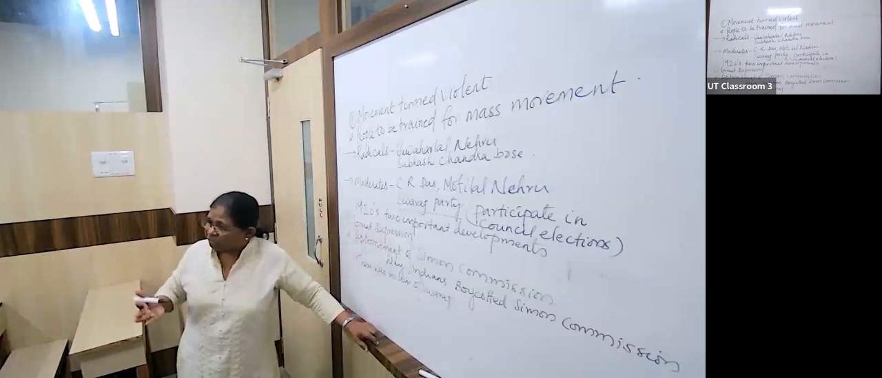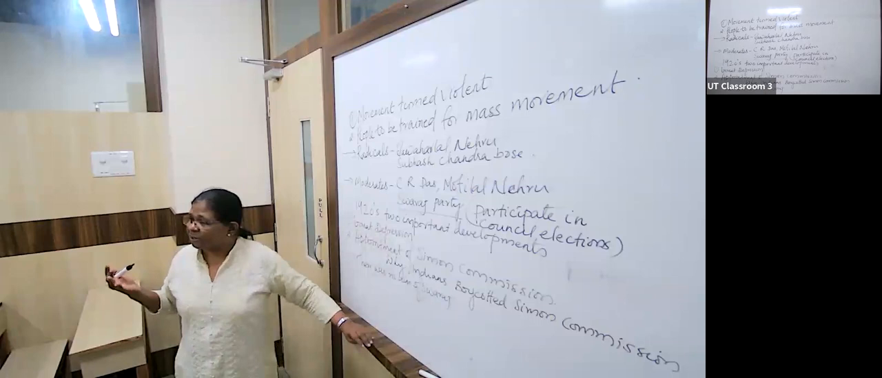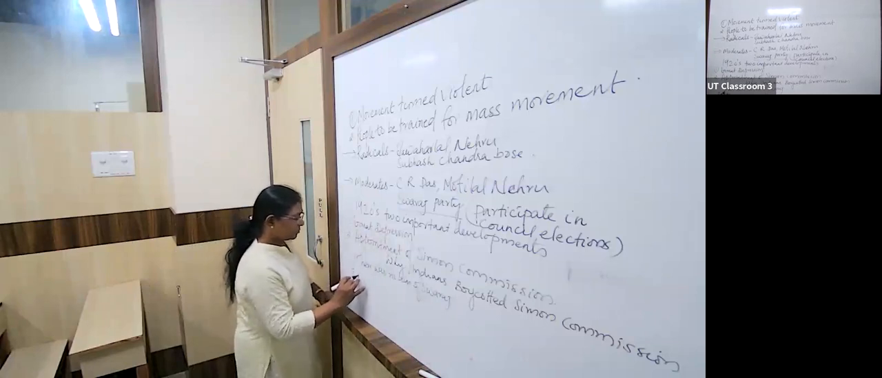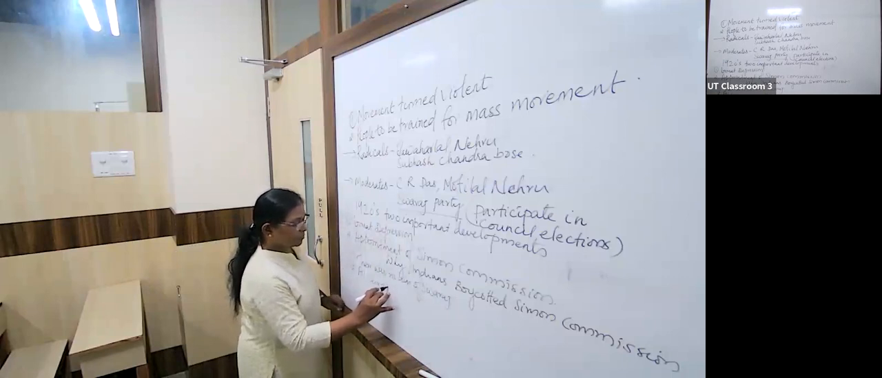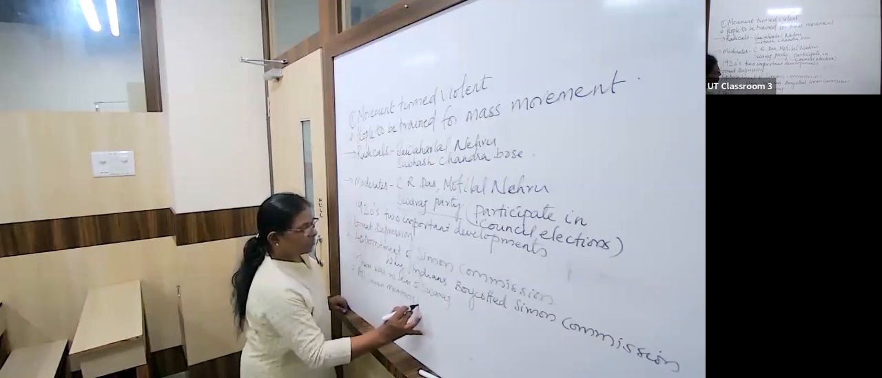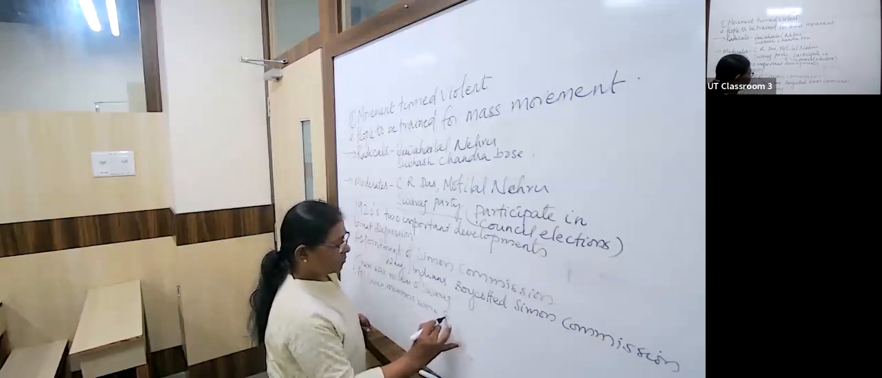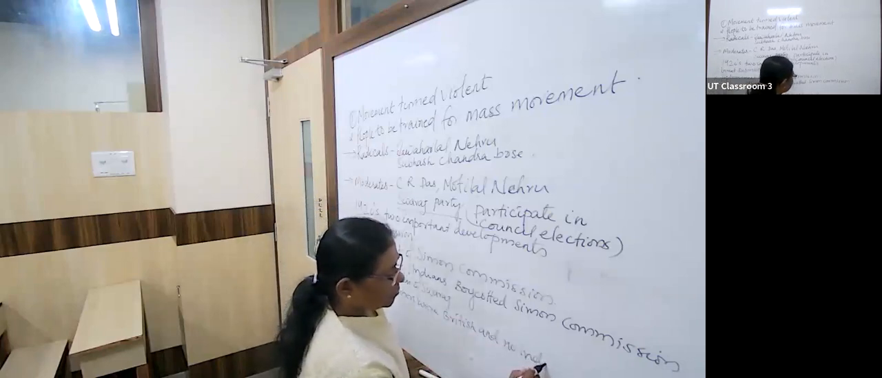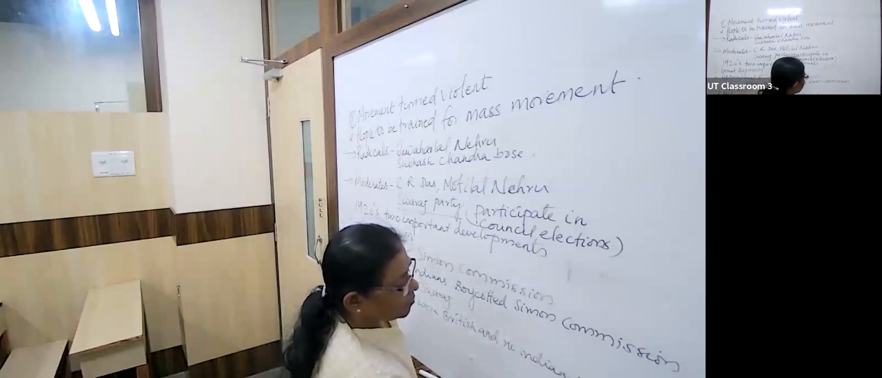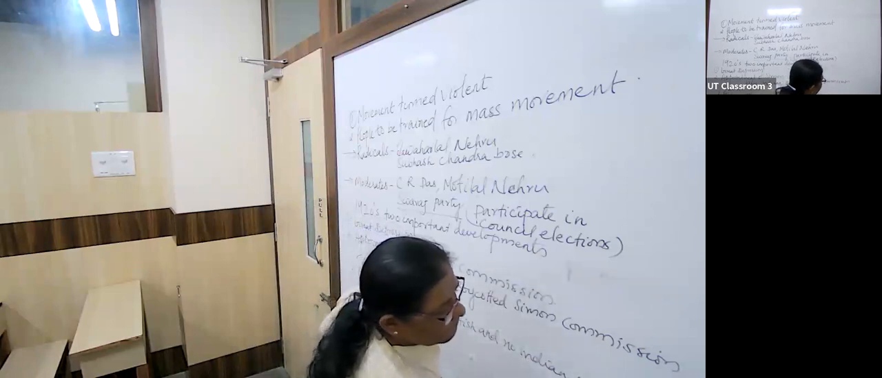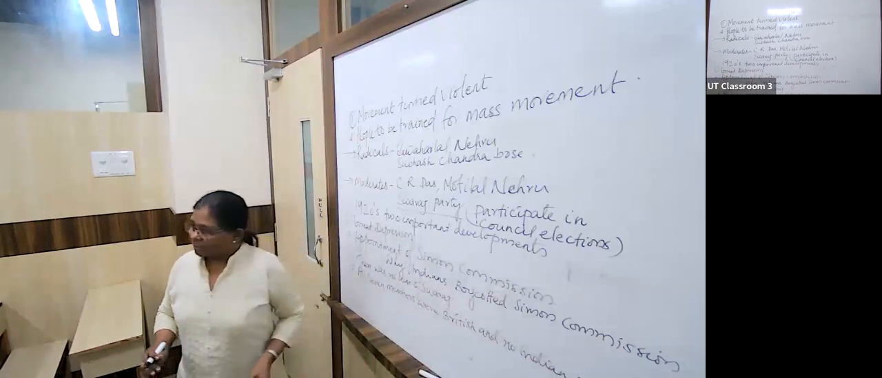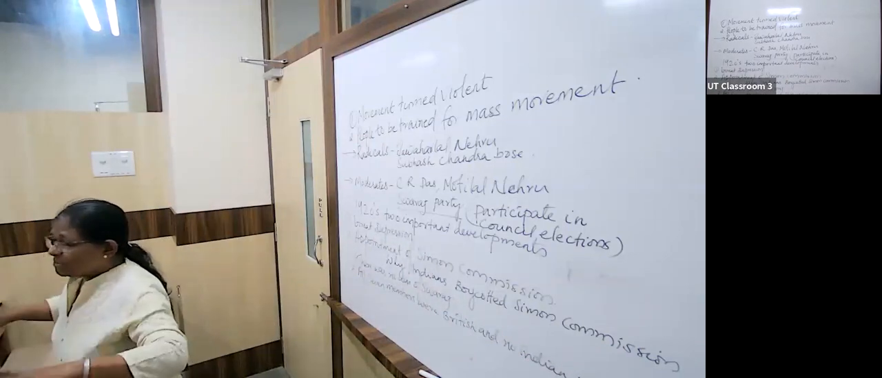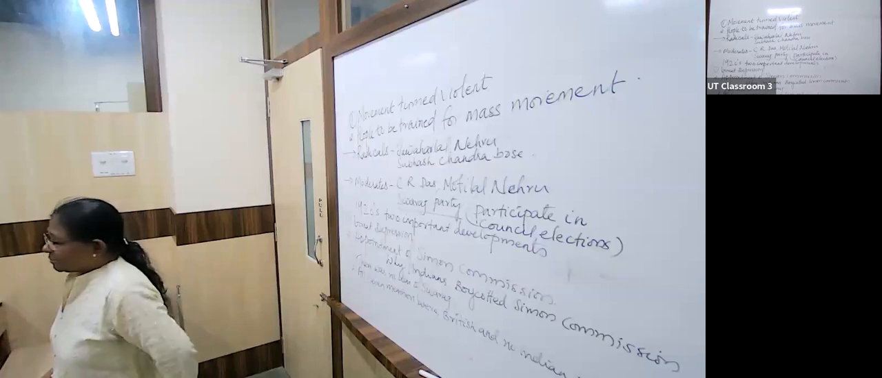Okay. So in the coming of the Simon Commission, Swaraj was not included. Okay, so the commission consists of how many members? 7 members. All 7 members are British, and no Indian was included in the commission.